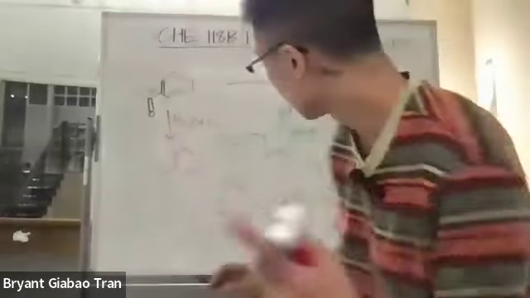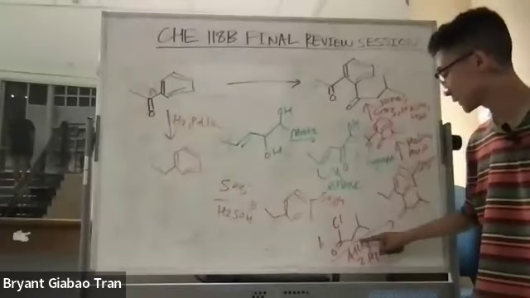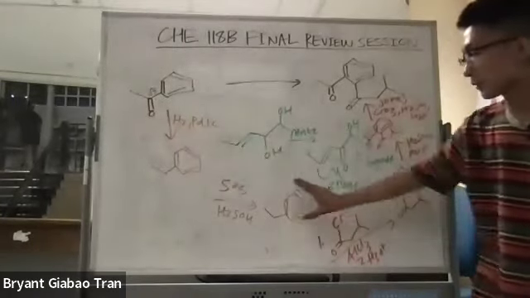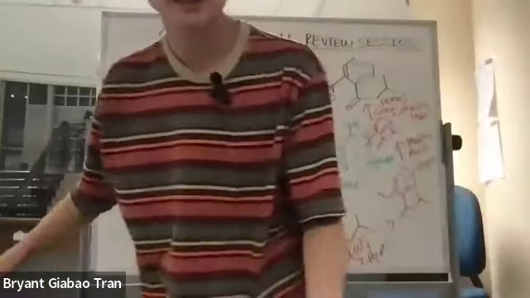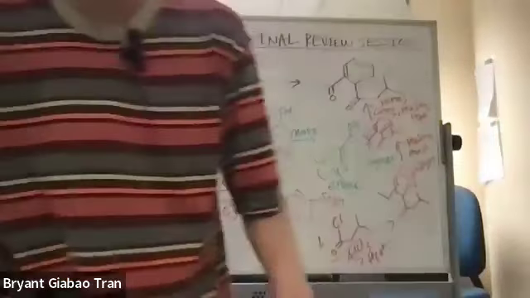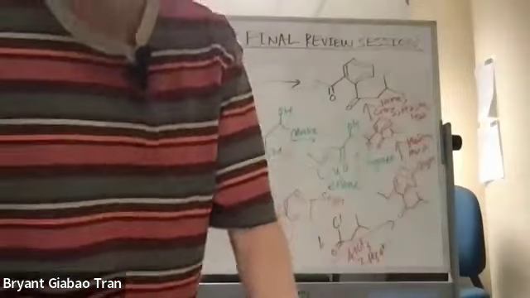SO3H is an EWG, but because there is an R group here, which is an EDG, the Friedel-Crafts reaction can happen. If that EDG R group was not there and it's just the EWG SO3H, no Friedel-Crafts reaction will happen at all, no reaction. But because there is an EDG there, a Friedel-Crafts reaction will happen.